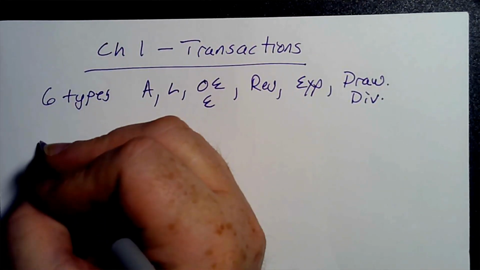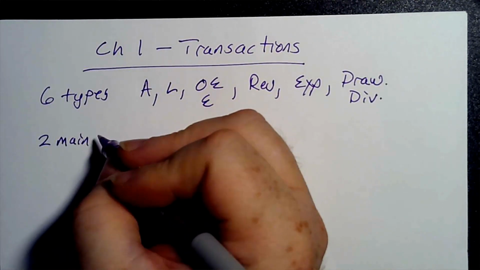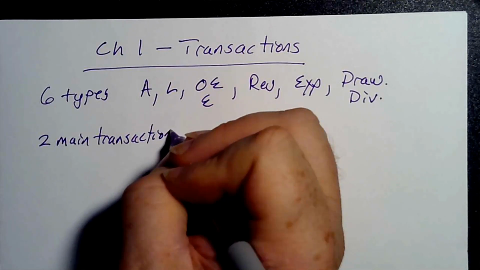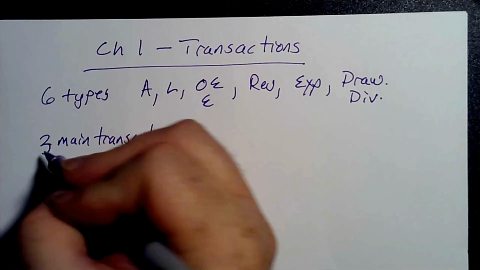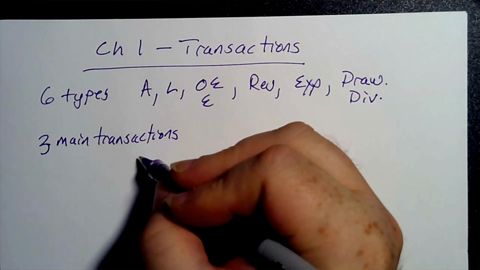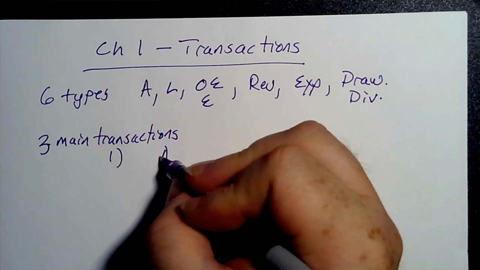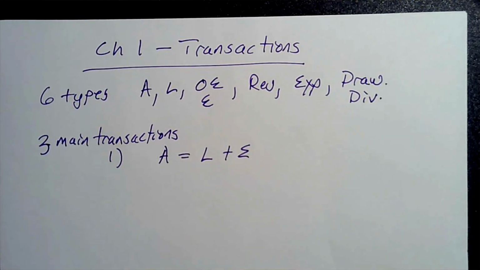There's 2 main things that we have to know about business transactions. I guess maybe I should say 3. Think about it, I'll say 3 things. First, we're going to use the accounting equation: assets equals liabilities plus equity. We're going to start off with the basic version and do a bunch of transactions to see how it works, and then we'll expand it a little bit.